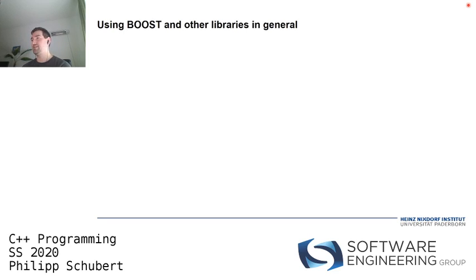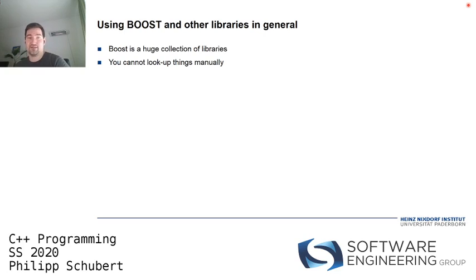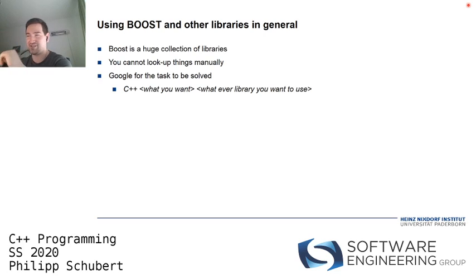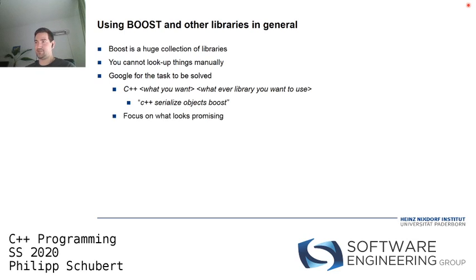Using Boost and other libraries in general: Boost is a huge library collection. You cannot look things up manually, because even the Boost library is too large, and you don't have the time to read all the code and manually check what functionalities it can provide for you. So what you usually do is just use Google. You specify something like C++, what you want to do, and what library you wish to use. For instance, C++ serialize objects using Boost. You know how to use Google, probably. Then you would look for what looks promising.